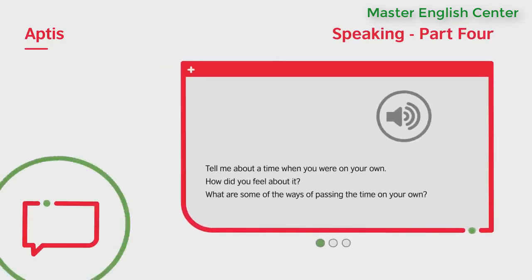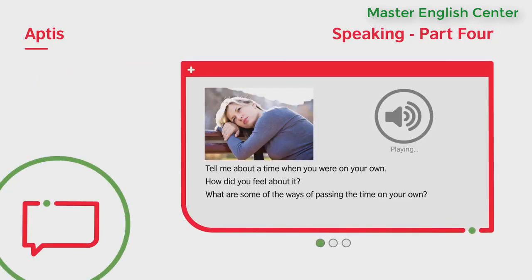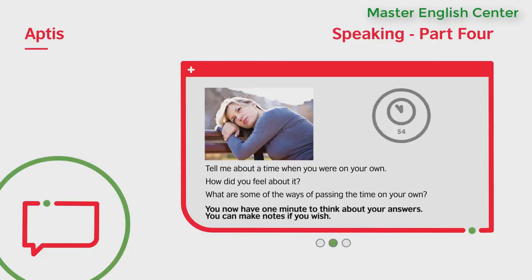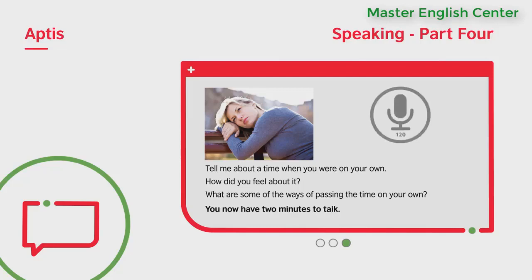In part 4, you'll be asked 3 questions on a single topic. You will have 1 minute to prepare your answer. You can take brief notes and use these to structure your answer. You're then expected to talk for 2 minutes. Use your preparation time efficiently. Keep your notes short and simple, and think about how to organize your ideas.